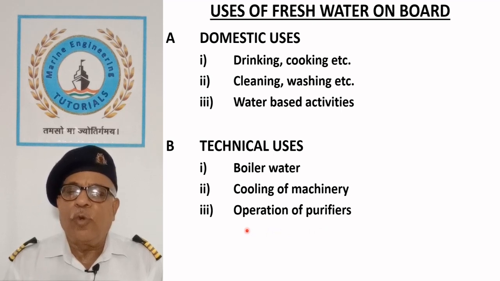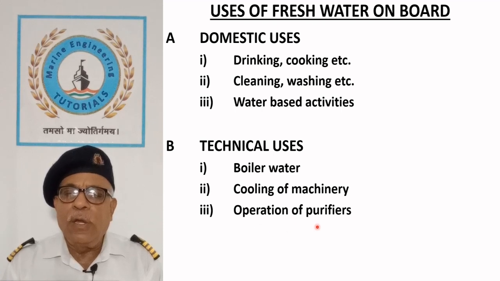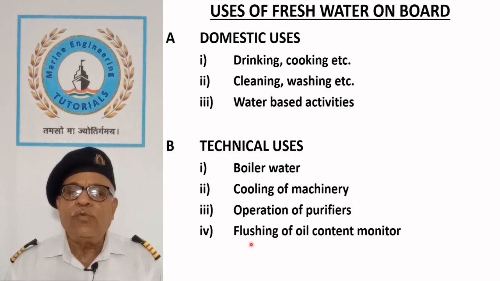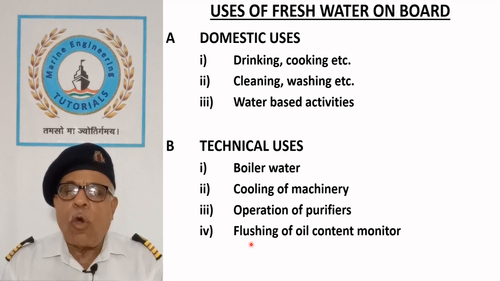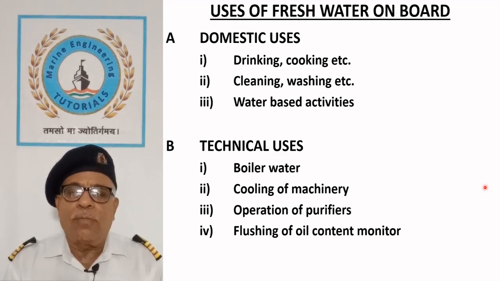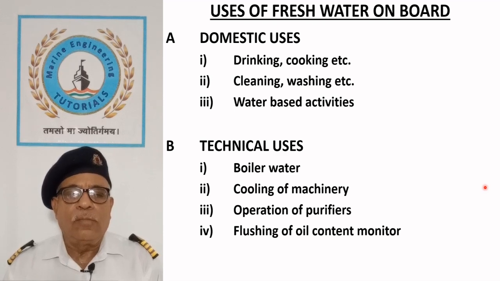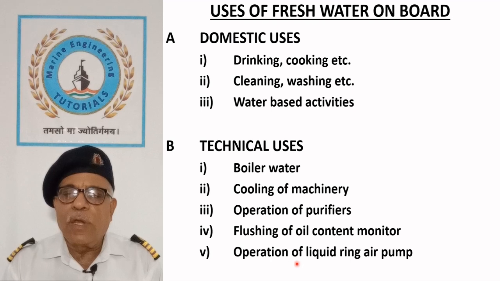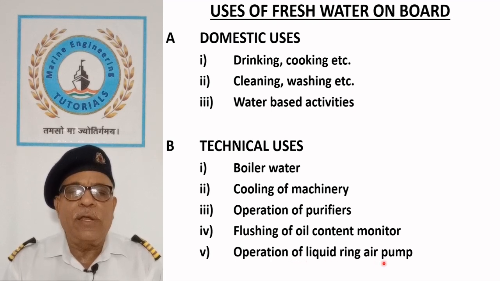Freshwater is used in purifiers as operating water for opening and closing of the bowl and making water seal. Freshwater is used for flushing oil content monitor of oily water separator in engine room and oil discharge monitoring and control system on oil tankers. Freshwater is used as sealing water in liquid ring air pump for creating vacuum.